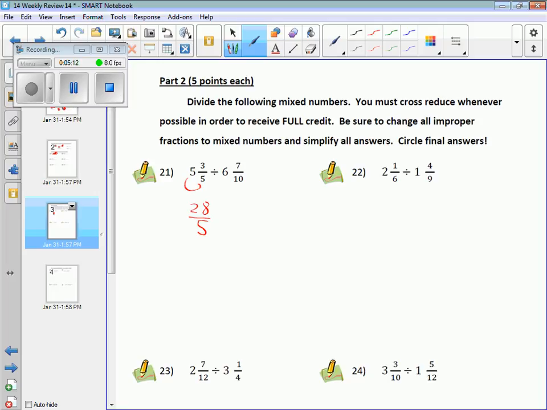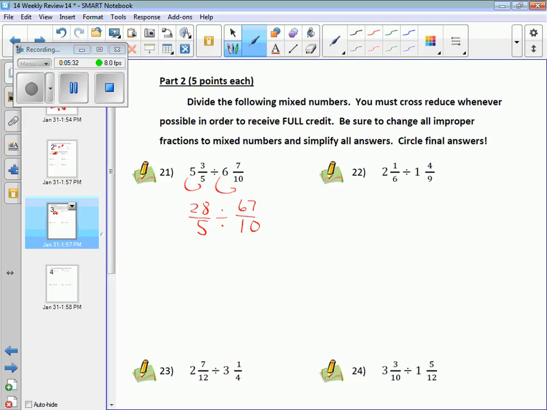We're going to keep division as division right now. Don't change anything. Not yet. 6 times 10 is 60 plus our 7 is 67 over 10. But we're going to always do that first. Any mixed numbers, got to change into improper fractions first.